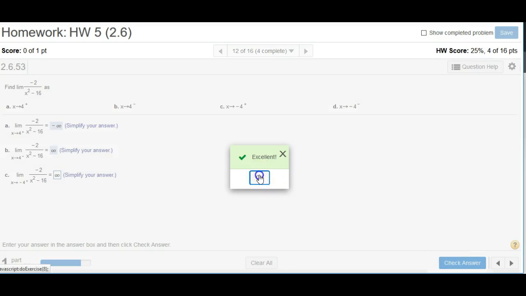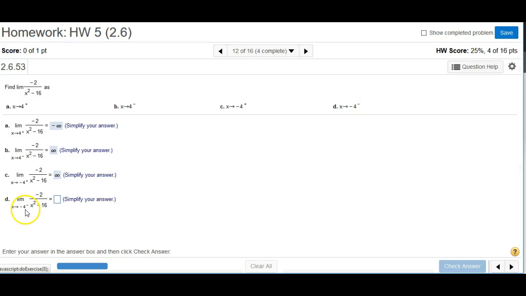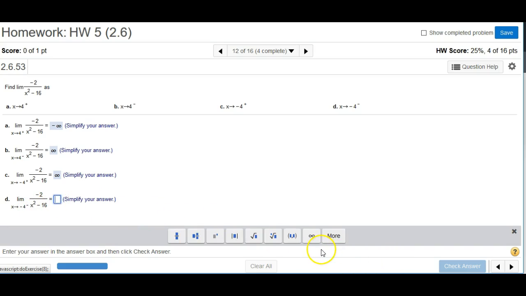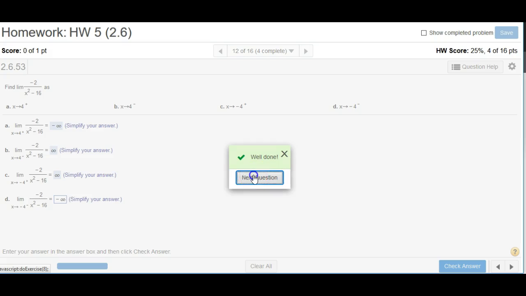Looking good, okay? All right, minus 4 from the left. We have minus 2 over, now minus 4 from the left, that's like minus 4.01, minus 4.001, etc. Okay? So that's a little bit bigger than 16, so when I take this, it's a tiny, tiny positive number. Minus 2 over a tiny positive number is going to minus infinity. So we'll plug in minus infinity, check our answer, and we're good to go.